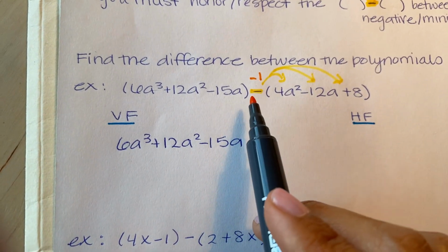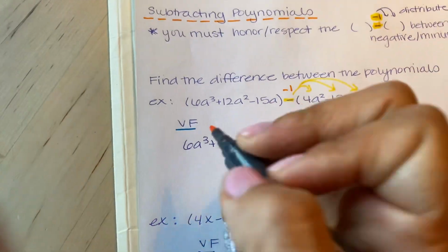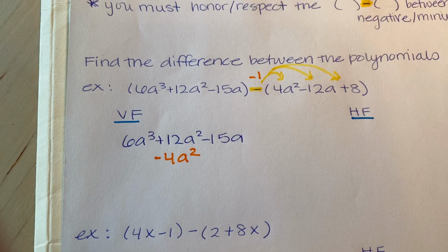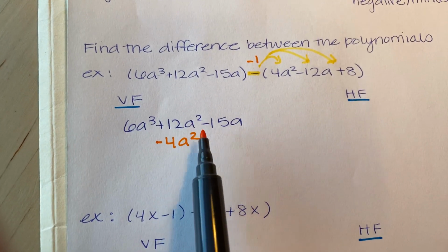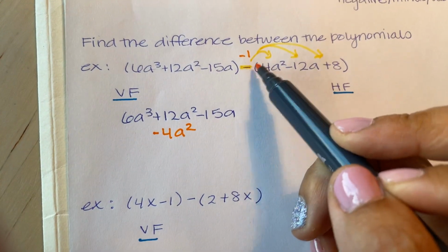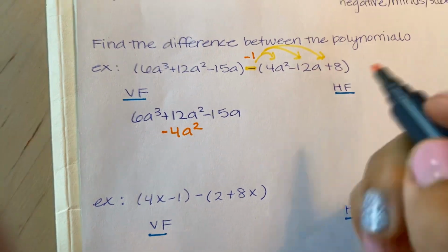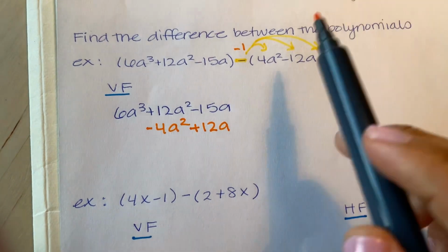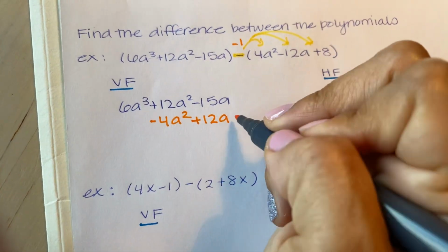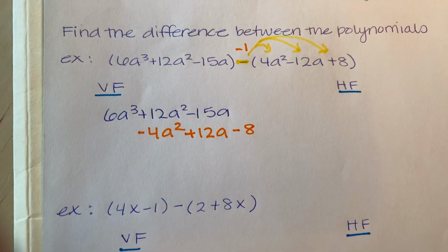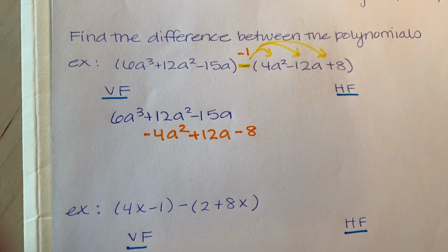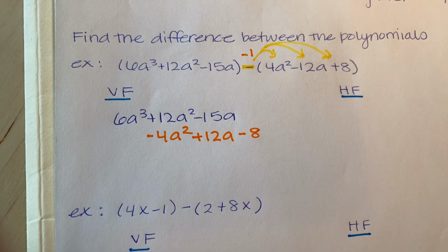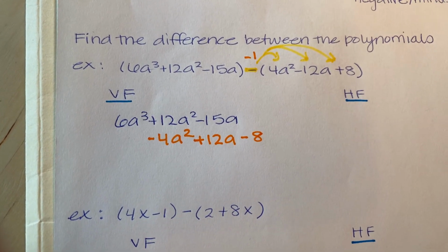Okay, so negative times positive 4a squared is -4a squared. Right, and again, you have to align it vertically. -1 times a -12a is a positive 12a. -1 times a positive 8 is a -8. And so now you distributed the -1 correctly, and so now you can go ahead and combine like terms.